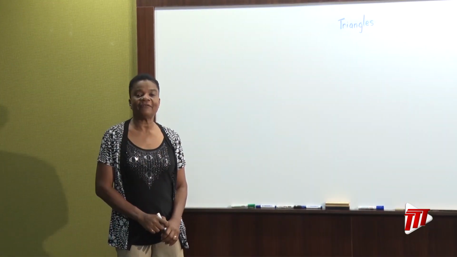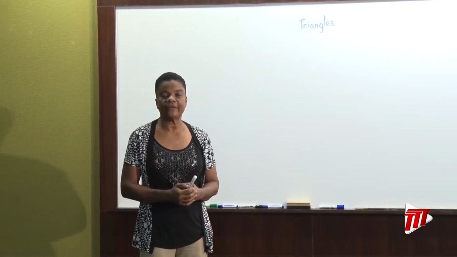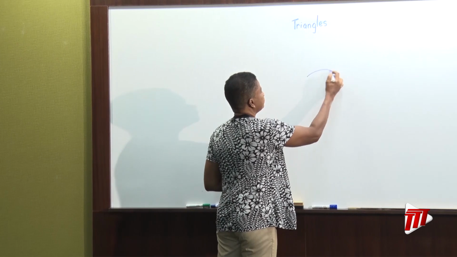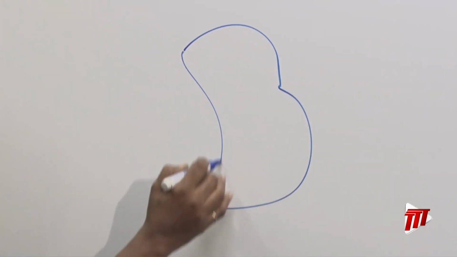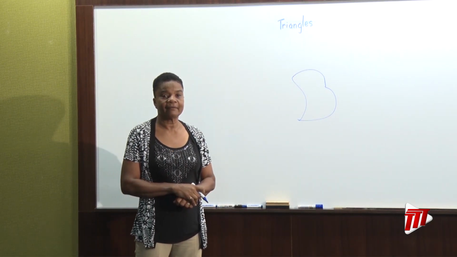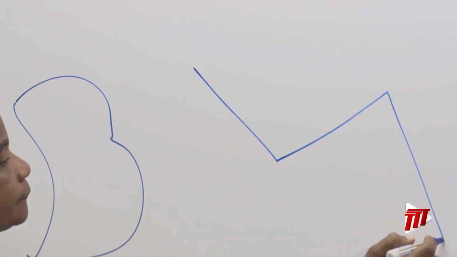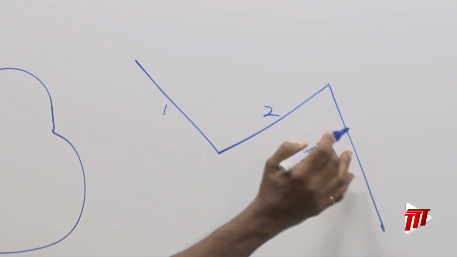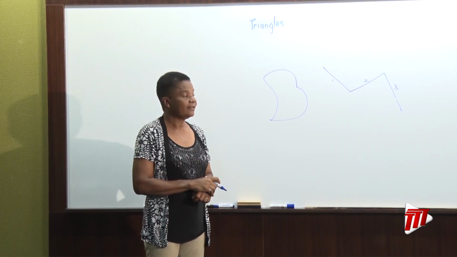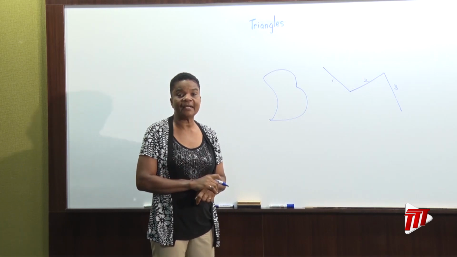But let's start with the definition of a triangle. If I were to ask you, what is a triangle? What would you see? Yes, a triangle has three sides. So I'm going to draw three sides. Is that a triangle? No. What else is missing? Yes, the sides must be straight. Let's draw three straight sides. 1, 2, 3. Is that a triangle? So what else is missing? Yes, a triangle has three straight sides, but it must be enclosed.